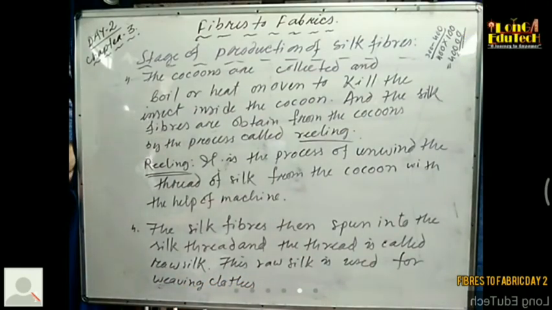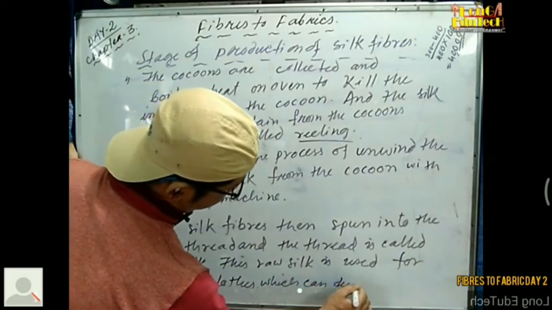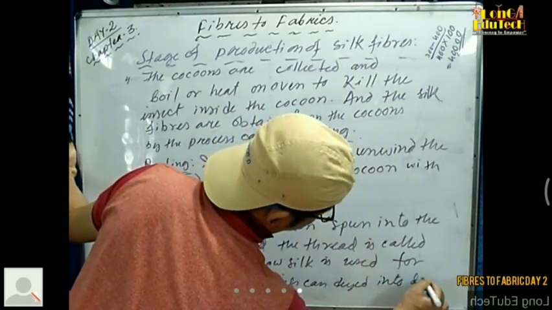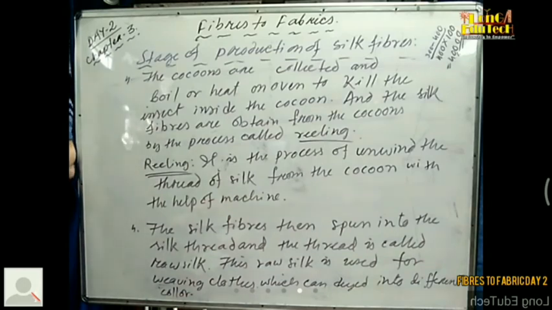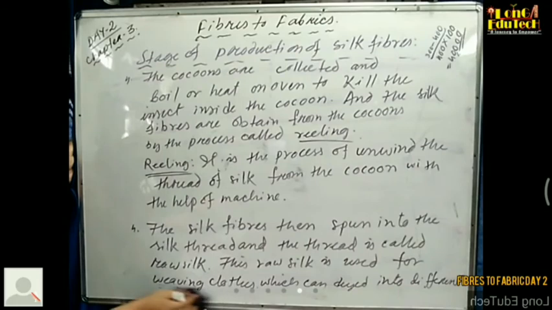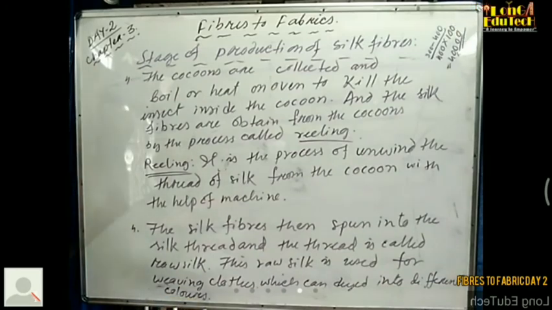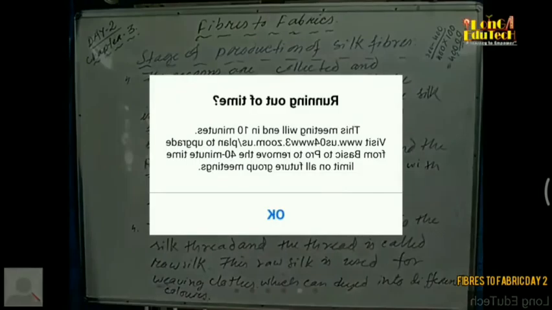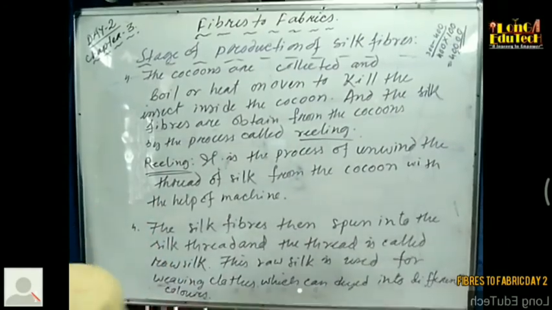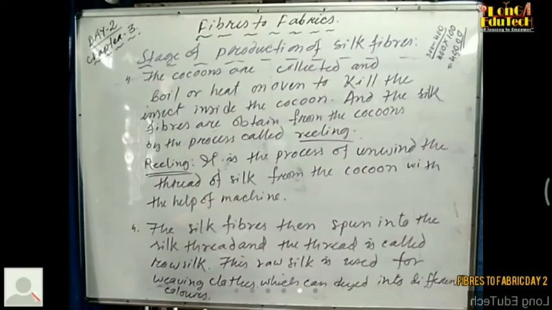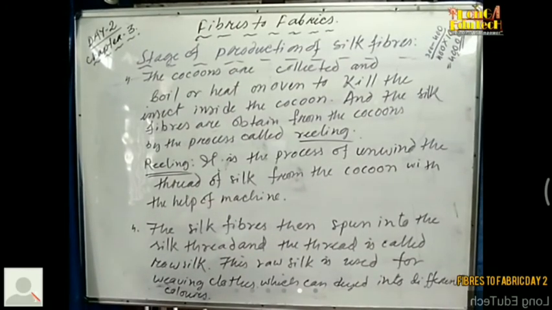Okay, so within the cloth, which can be dyed into different colors. You can dye it in your own choice of color, we can apply color to it. We can dye it into different colors. So this is how we can process it. This is how you see the stages of the production of it. So the silk is processed from the cocoons and we get the fibers, which are again processed to form the cloth and all. So this is all about this.